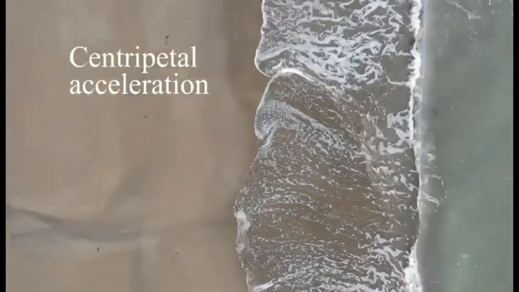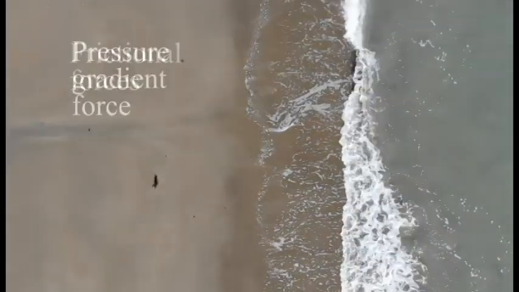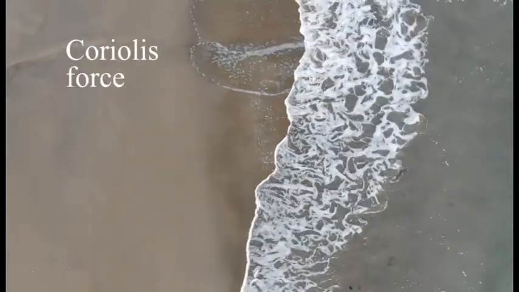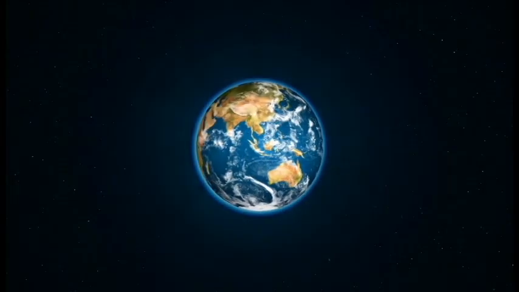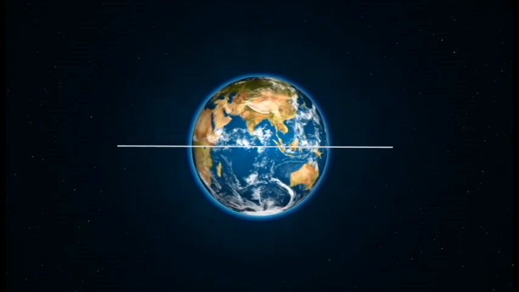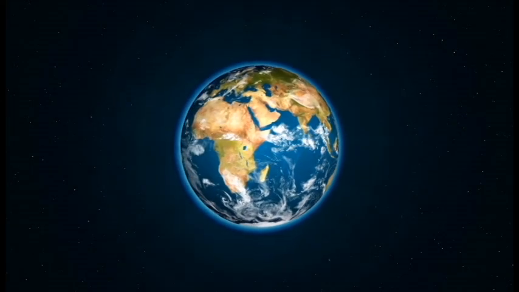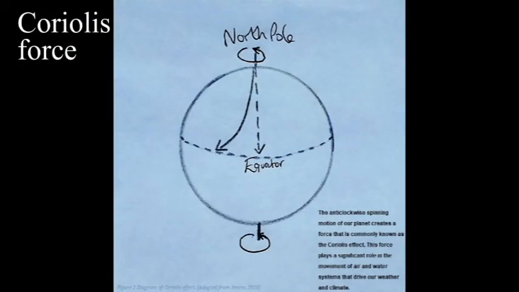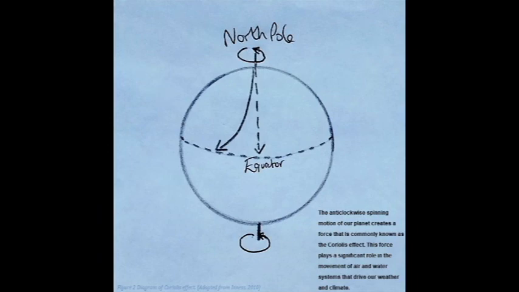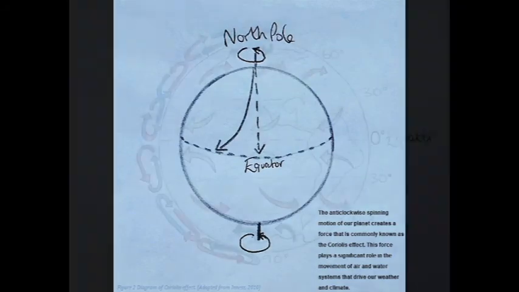There are four factors that contribute to the horizontal movement of air, those being centripetal acceleration, frictional forces, pressure gradient force, and Coriolis force. Let's look at those last two. The equator sits on the widest point of the Earth. This area spins faster than the polar regions due to covering a greater distance, and this creates the Coriolis force, which affects particles in motion travelling from a faster moving region to one moving more slowly, deflecting them to the right in the northern hemisphere and left in the southern hemisphere.